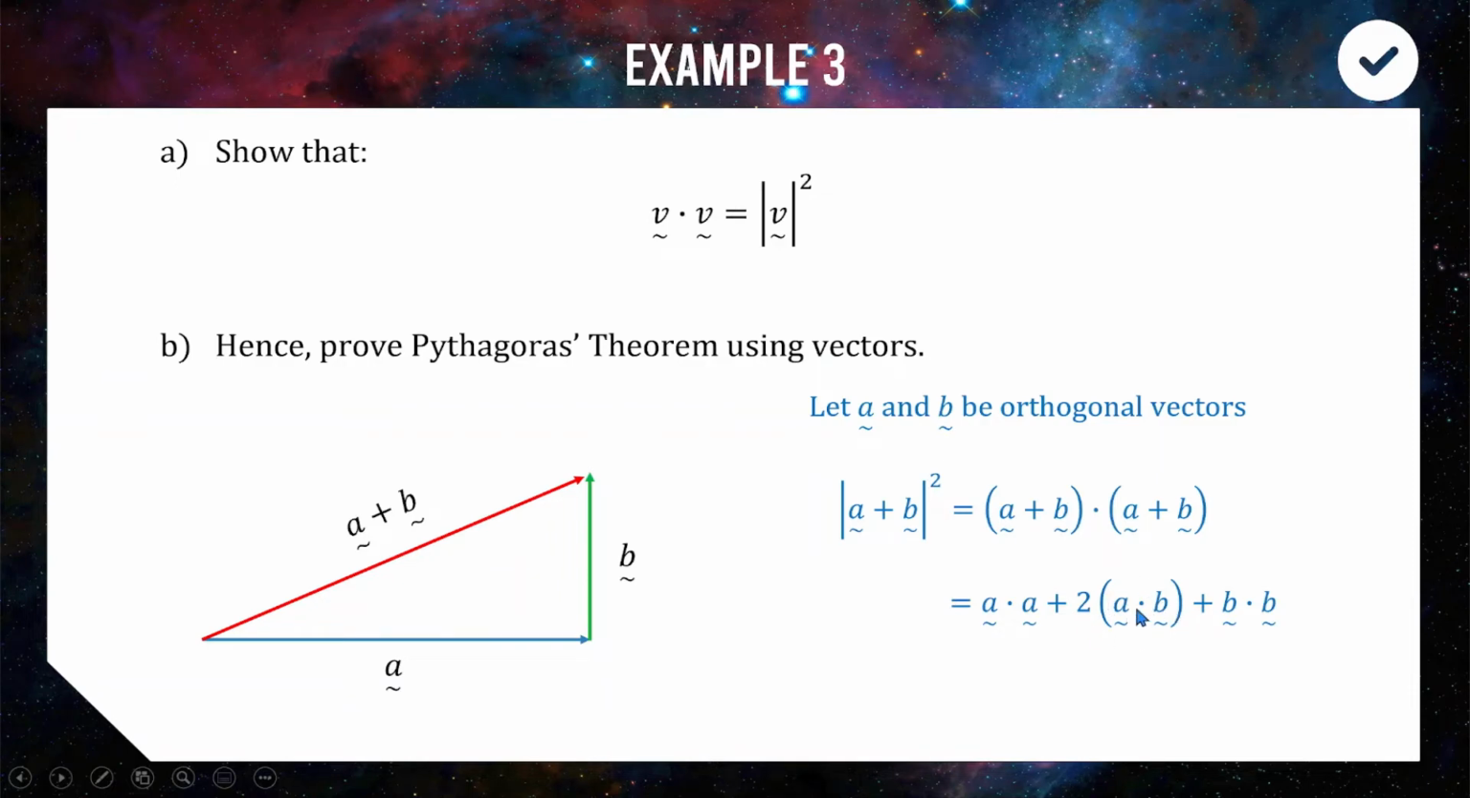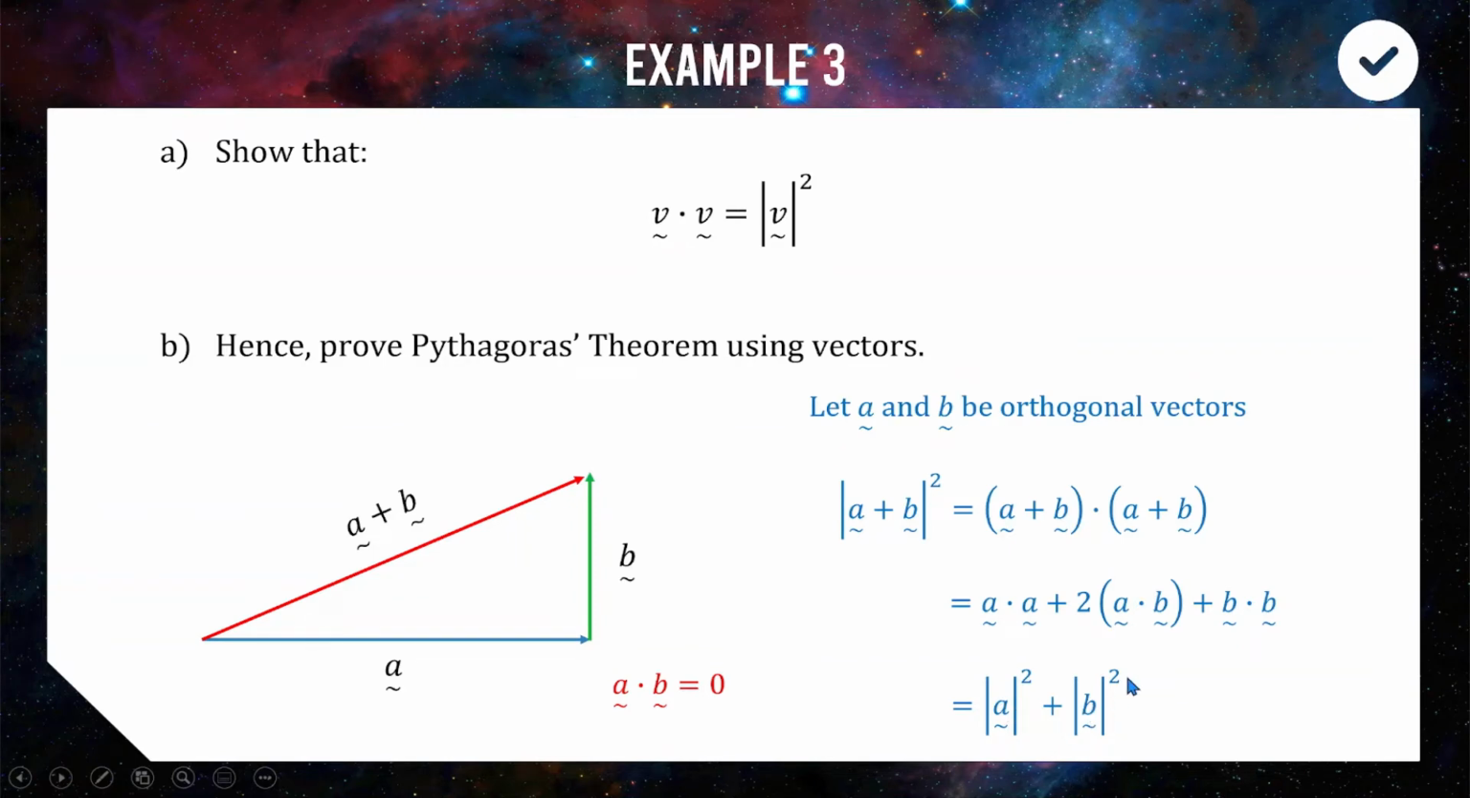Okay, so in our expression here, A dot B is equal to 0. And we can write A dot A using our result from part A as the magnitude of A squared, and we can write B dot B as the magnitude of B squared. So using this fact and using this fact up here, we can write our line as magnitude of A squared plus magnitude of B squared.